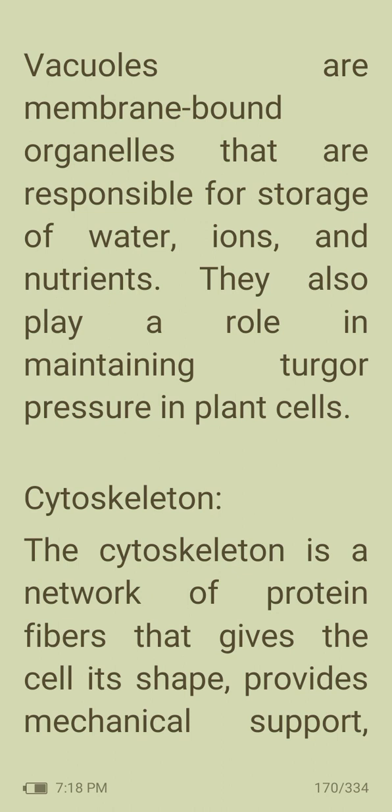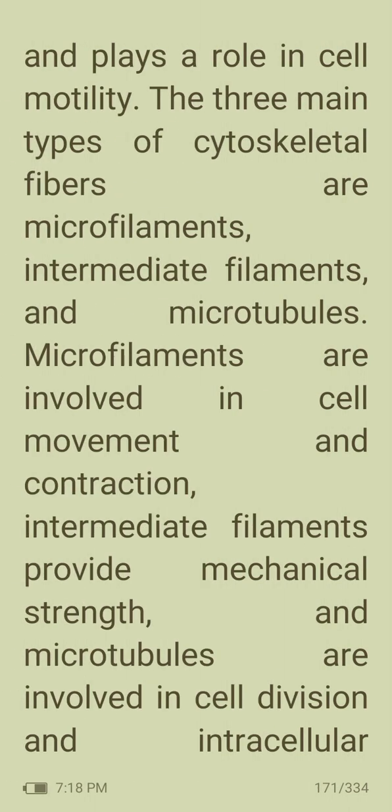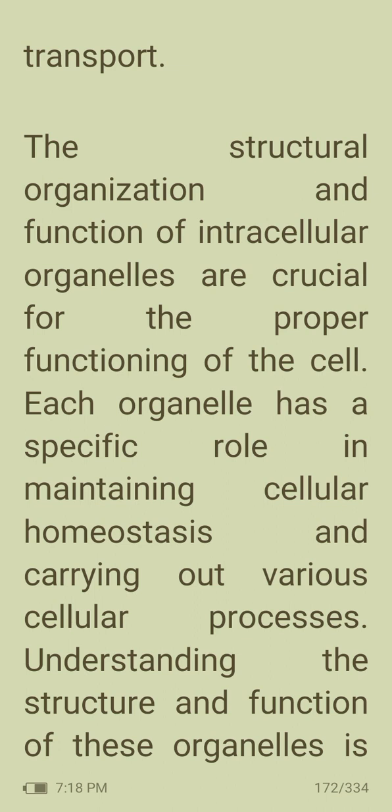Then cytoskeleton. The cytoskeleton is a network of protein fibers that gives the cell its shape, provides mechanical support, and plays a role in cell motility. The three main types of cytoskeleton fibers are microfilaments, intermediate filaments, and microtubules. Microfilaments are involved in cell movement and interaction, contraction. Intermediate filaments provide mechanical strength, and microtubules are involved in cell division and intracellular transport.